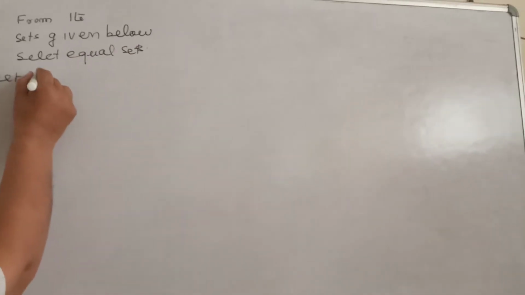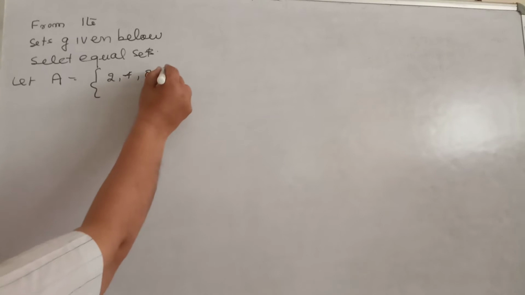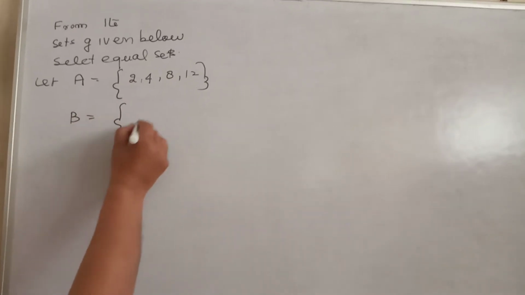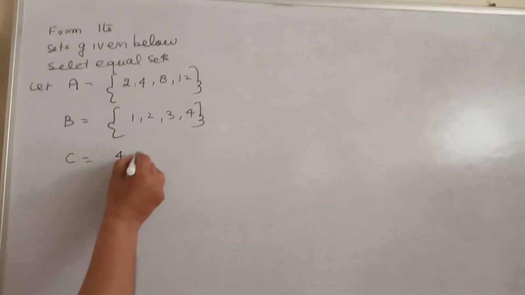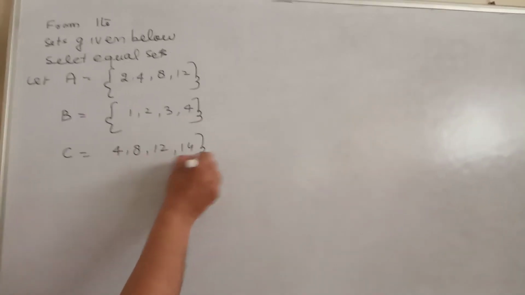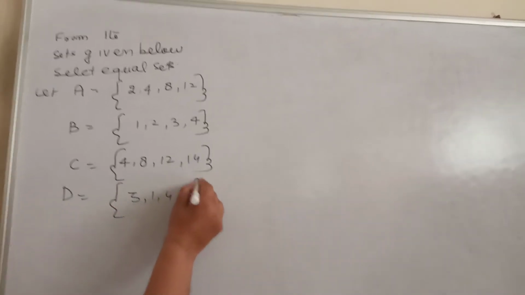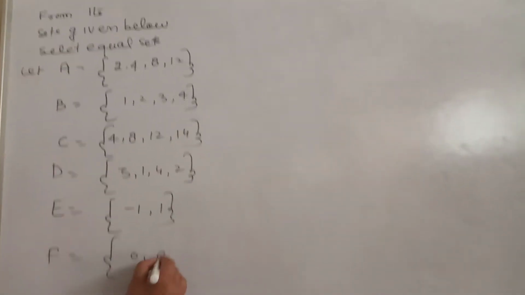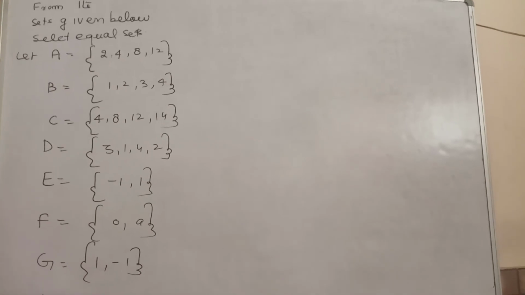Let A = {2, 4, 8, 12}, B = {1, 2, 3, 4}, C = {4, 8, 12, 14}, D = {3, 1, 4, 2}, E = {-1, 1}, F = {0, A}, G = {1, -1}, and H = {0, 1}.